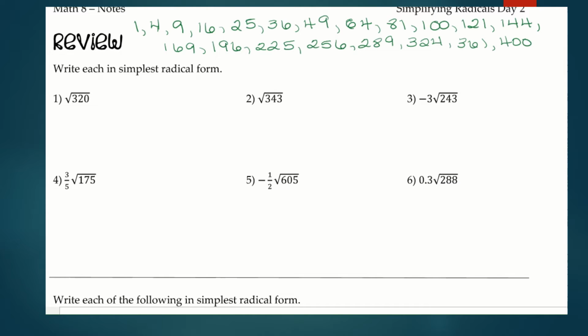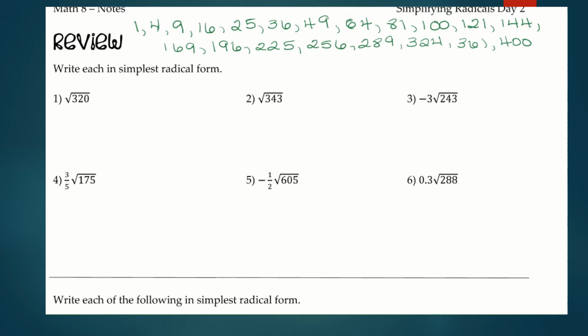Now if I'm looking at 320, anything pretty much from like 225 on, and really even 169 is not going to be a factor of 320. So if I think of multiples of 169, 169 times 2 gives me 338. So that one's out too. 144 times 2 gives me 288. That one's out. So when we're thinking about factors of 320, really think about what numbers would potentially make sense in our list above.